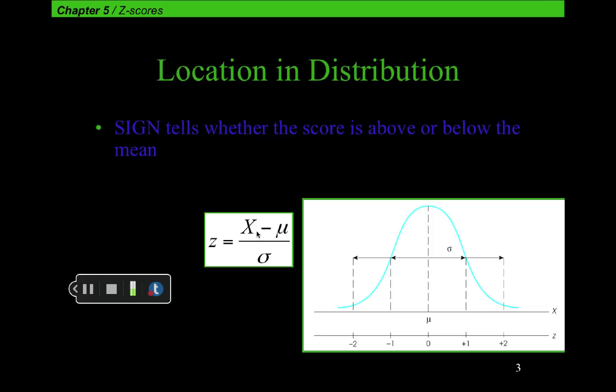So the location in the distribution: the sign tells whether the score is above or below the mean. So a positive 1, or a +1 z-score, means it is 1 standard deviation above the mean. A z-score of -1 means it is 1 standard deviation below the mean.